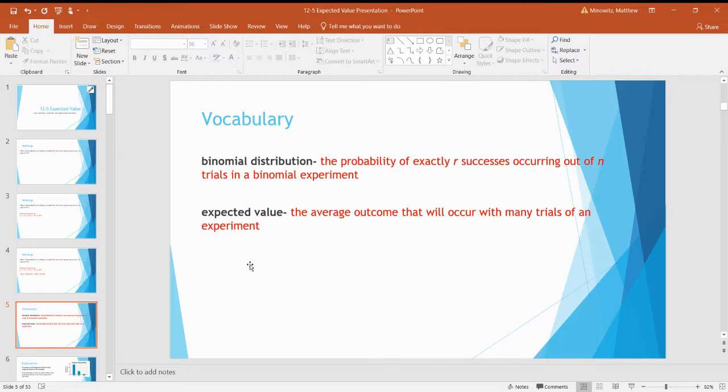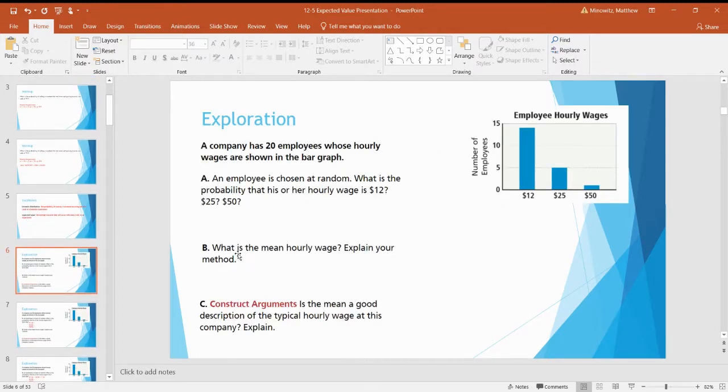What's the average outcome that will happen? We're going to use the concepts of mean and average to help us start figuring out the formula for expected value. So let's explore. The company has 20 employees whose hourly wages are shown on the bar graph to the right over here. An employee is chosen at random. What's the probability that his or her hourly wage is $12, $25, $50?